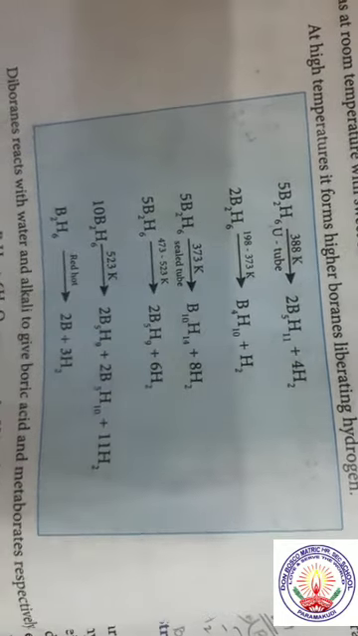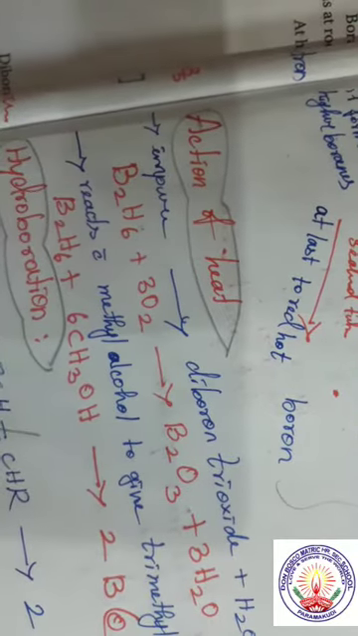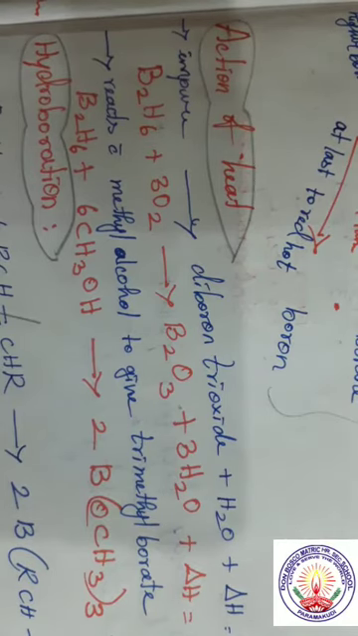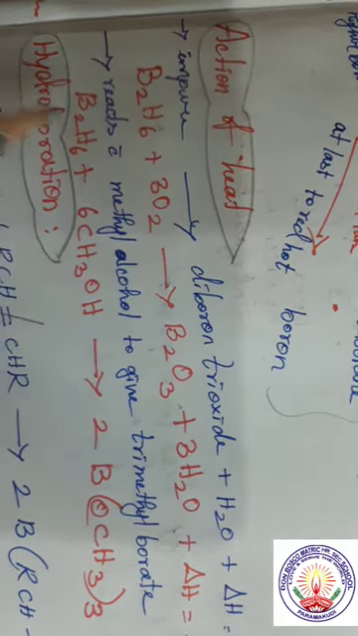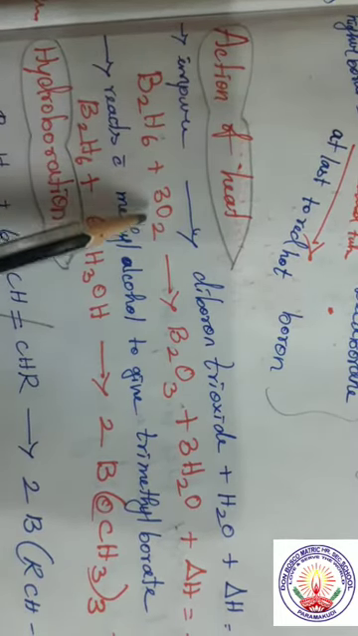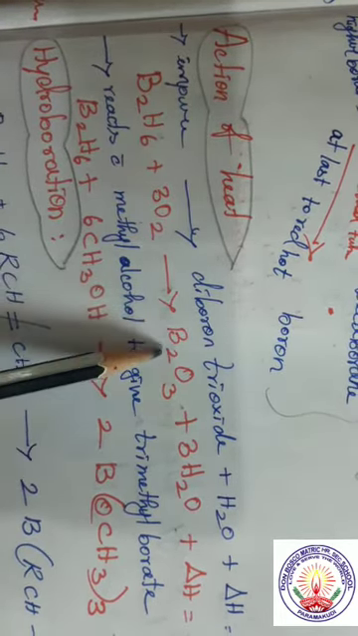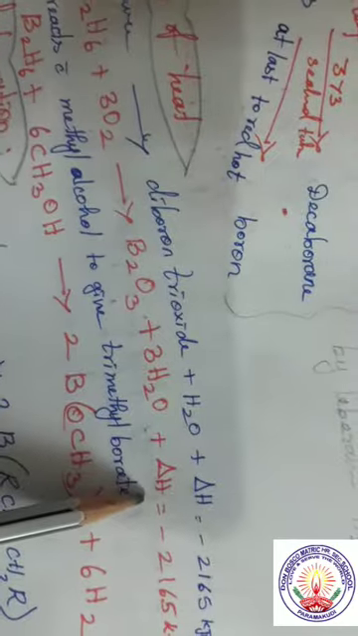Next one is action of air. As I have told, when it is in pure form it does not react, but when it is in impure form it reacts. See, when it is impure it gives diboron trioxide plus water with a lot of energy. It releases a large amount of energy. When diborane reacts with oxygen, we are getting diboron trioxide plus water and a large amount of energy.